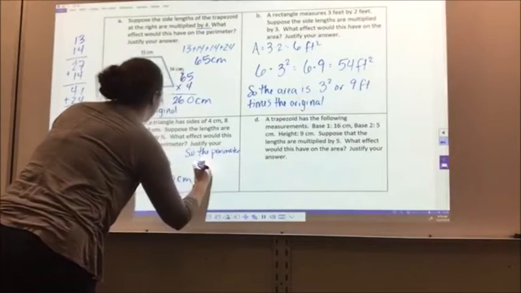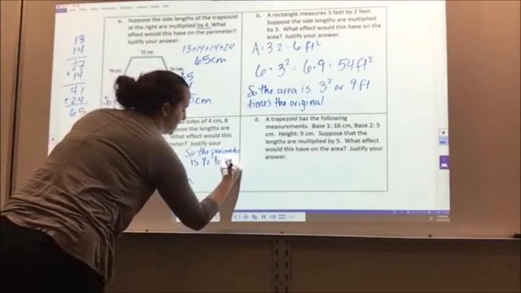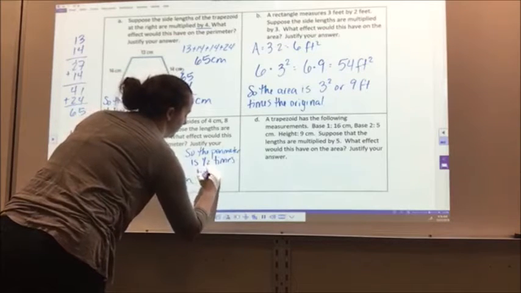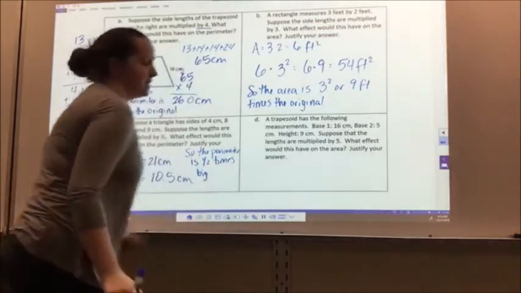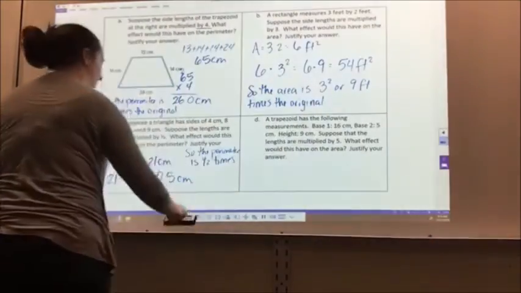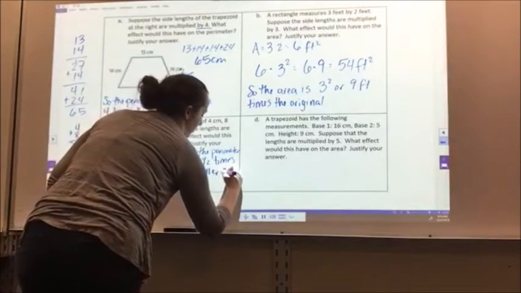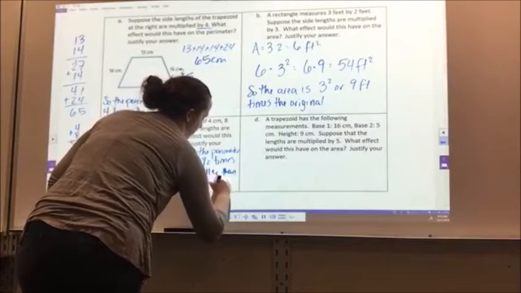So the perimeter is 1/2 times the original, and it's technically smaller because it's a half, 1/2 times smaller than the original.